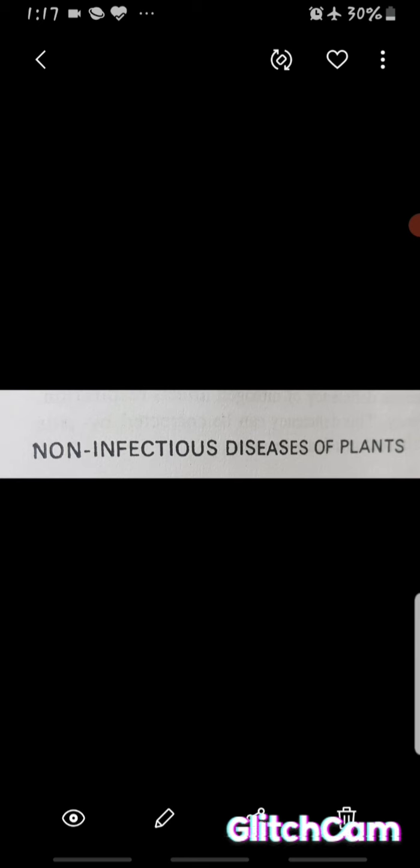The gray speck disease of oats and marsh spot of garden peas are due to manganese deficiency. This deficiency can be corrected by spraying manganese sulfate.